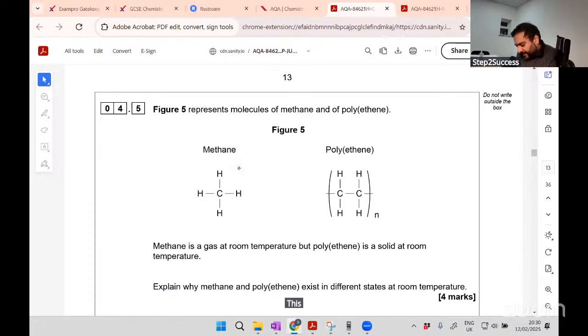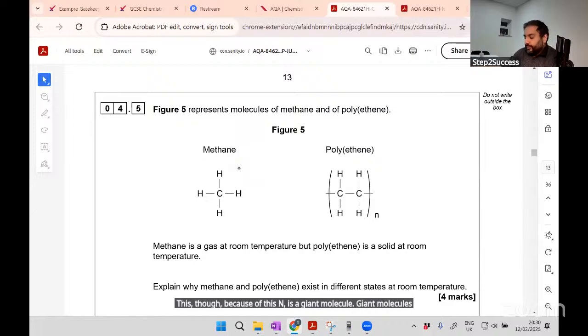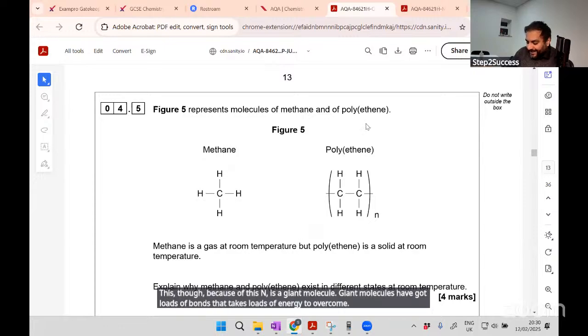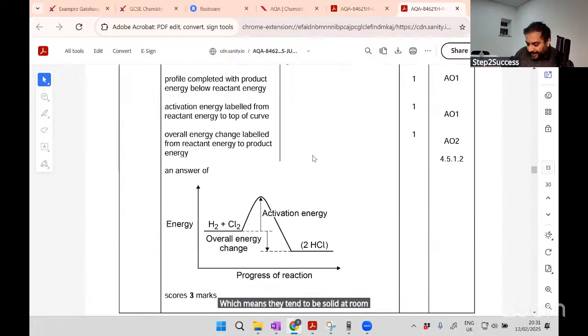This, though, because of this N, is a giant molecule. Giant molecules have loads of bonds that take loads of energy to overcome, which means they tend to be solid at room temperature. So the mark scheme for that last bit.